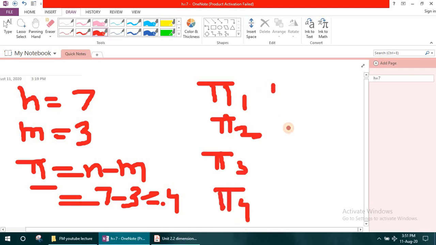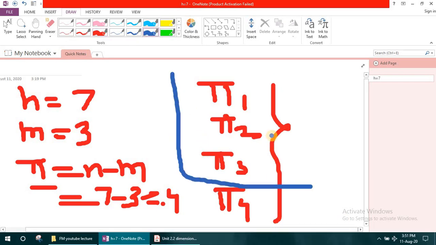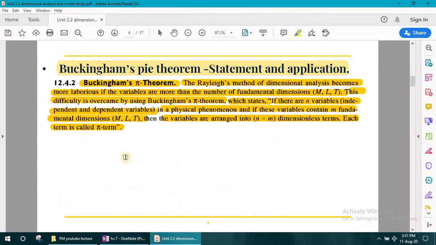We have to solve the equations for all pi terms, but I will tell you that at BTech level, up to a maximum of 3 pi terms, problems are there in the examination. More complex problems are not there. So we have to solve pi 1, pi 2 and pi 3. So this is the Buckingham's pi theorem.